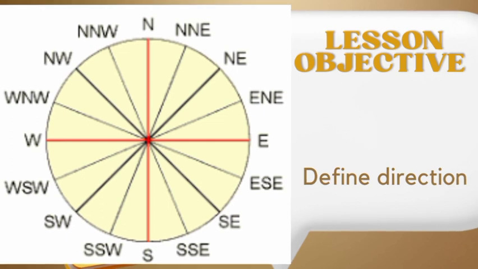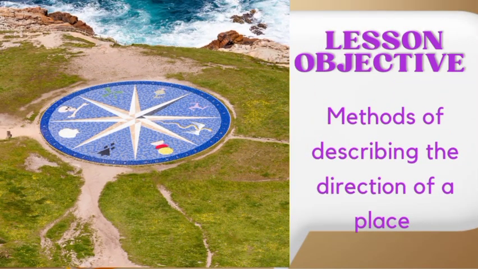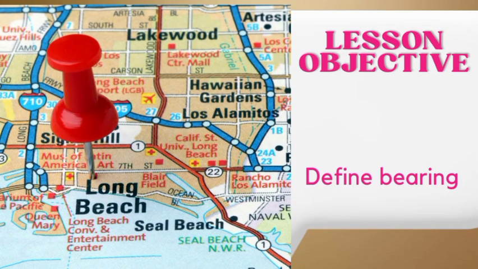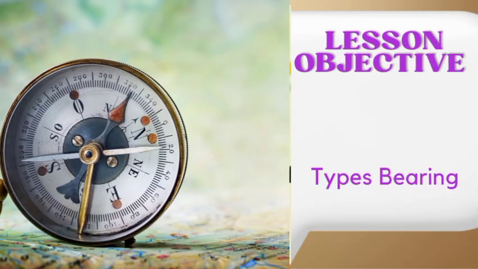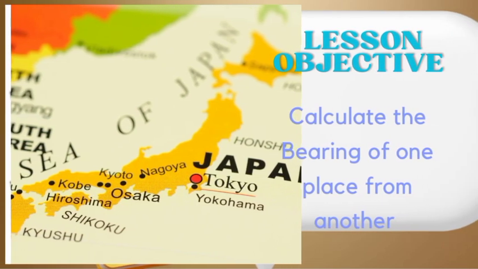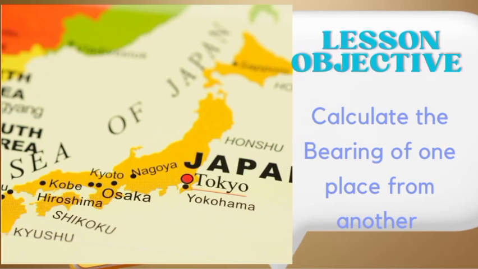One, we should be able to define the direction. What do we refer to as the direction of a place in a map? Also, we'll be looking at the various methods of describing the direction of a place on the map. Thereafter, we'll be looking at the bearing. What do we refer to as the bearing of a place and how do we measure it? Also, we'll be looking at the different types of bearings that are used on a topographical map. And also, in this lesson, we'll be looking at how to calculate the bearing of one place from another on the map.